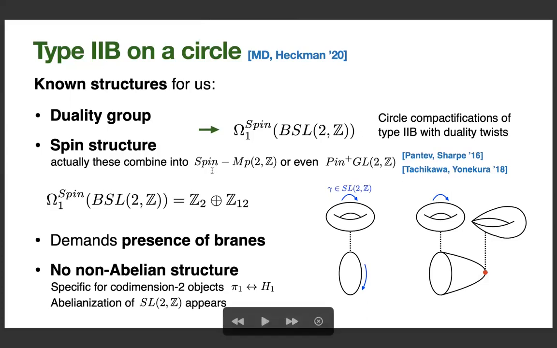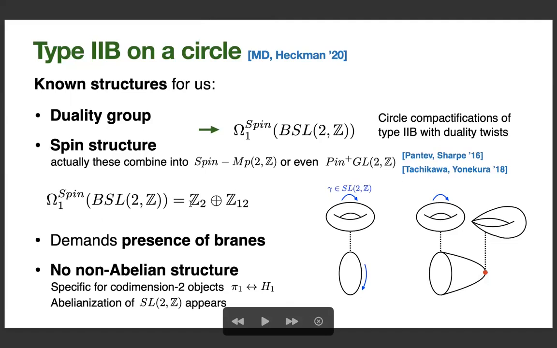This can be calculated, for example, by the Atiyah-Hirzebruch spectral sequence. And you will find that it's given by Z2 plus Z12. For this untwisted version here, this Z2 is nothing but the spin part, and the Z12 is actually coming from the abelianization of the SL2Z. And you can understand what is happening.